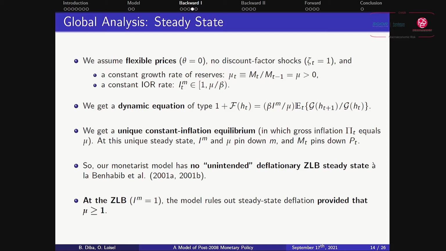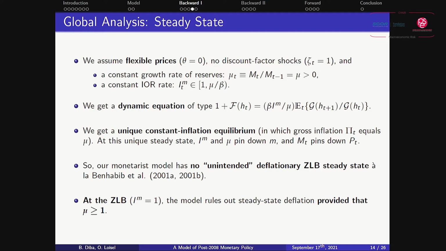What happens is that IM and mu pin down the level of real reserves, and because you have set the level of nominal reserves, this pins down the price level. So because we have a unique constant inflation steady state, we don't have any unintended deflationary ZLB steady state, à la Benhabib and company. And at this unique steady state, inflation equals mu, the growth rate of nominal reserves. So provided that you set mu at least equal to 1, you won't have deflation at that steady state, okay?